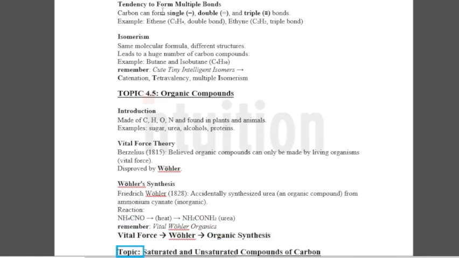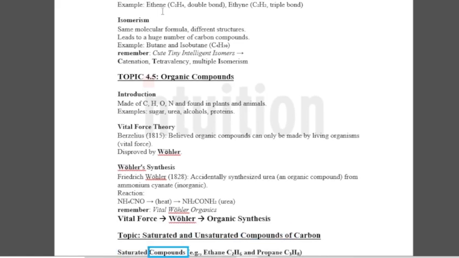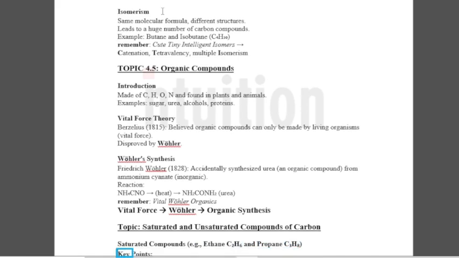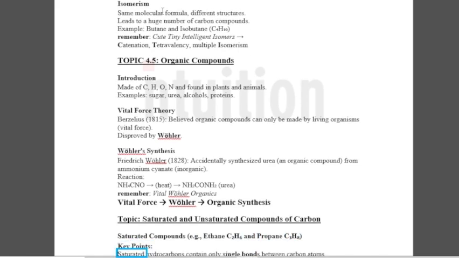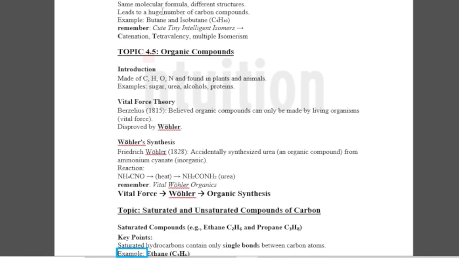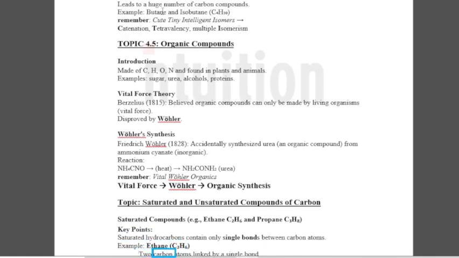Topic: saturated and unsaturated compounds of carbon. Saturated compounds, e.g. ethane C2H6 and propane C3H8. Key points: saturated hydrocarbons contain only single bonds between carbon atoms. Example: ethane C2H6, two carbon atoms linked by a single bond.